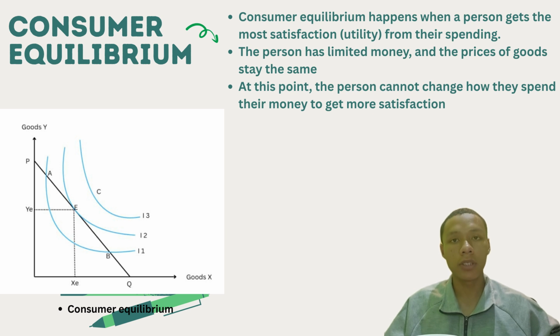The possible combinations will be points A, B, and E, which converge with the budget line PQ. Since points A and B are on the lower indifference curve I1, the consumer maximizes utility at point E, where the indifference curve I2 is tangent to the budget line PQ. Ending, the consumer is in equilibrium at point E with XE and YE quantities.